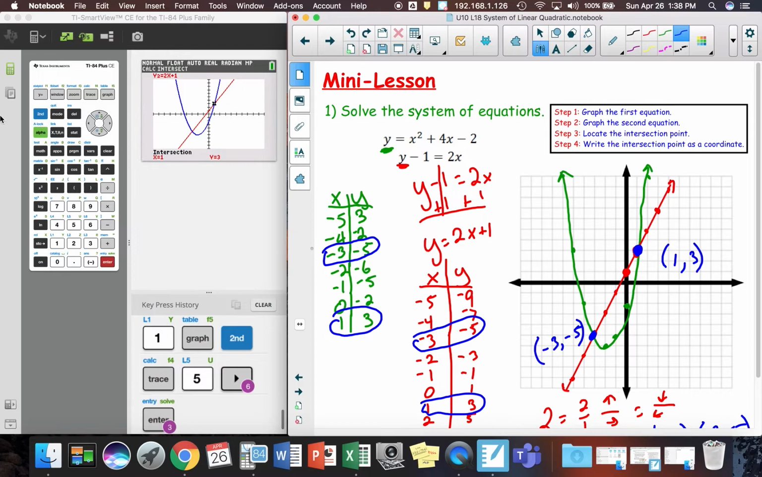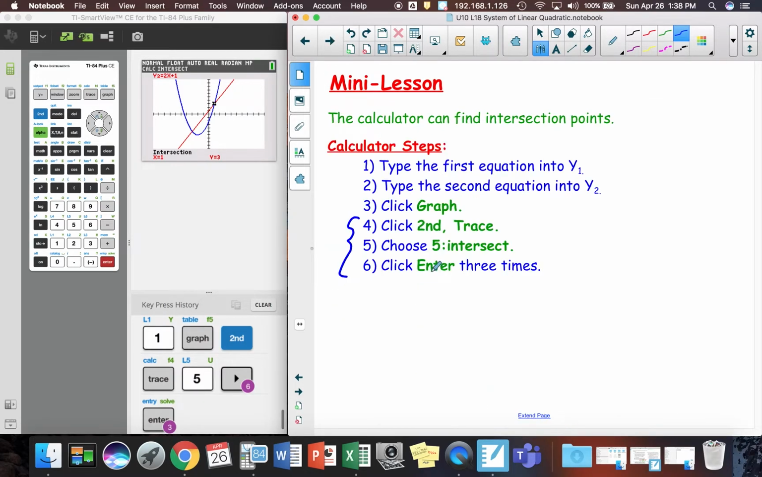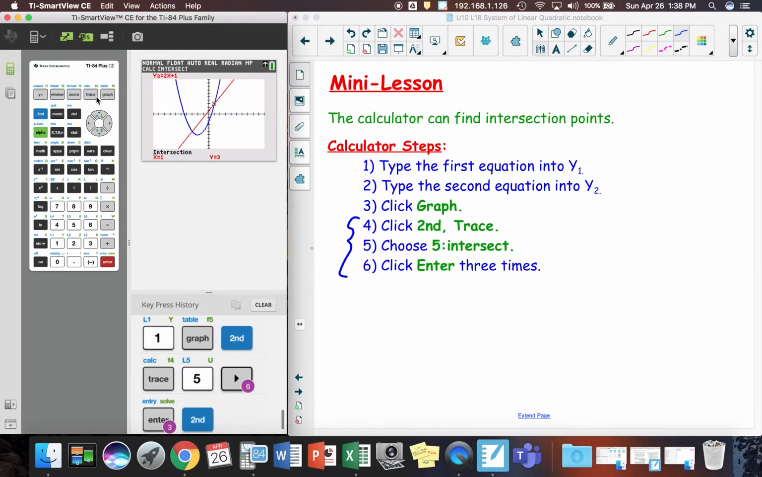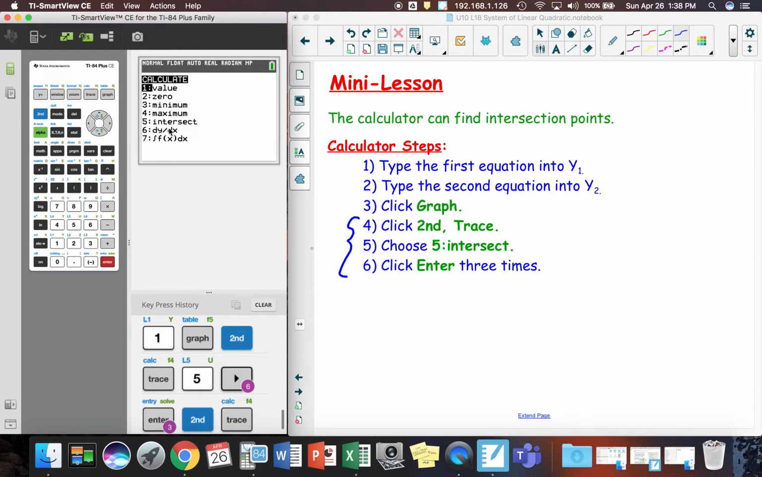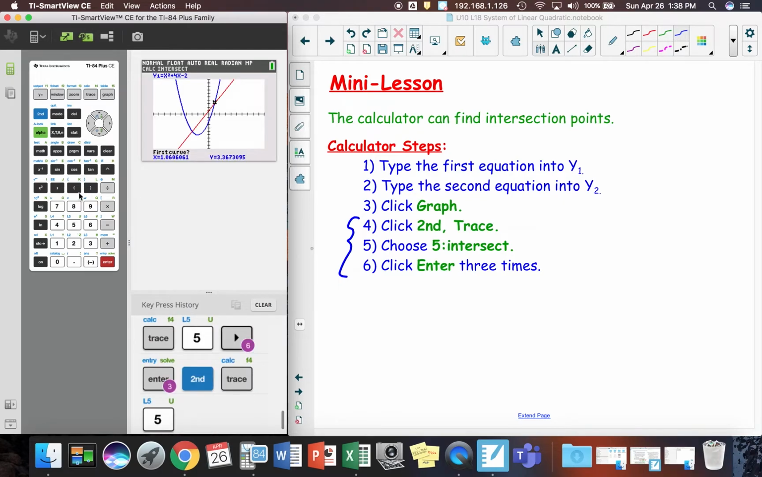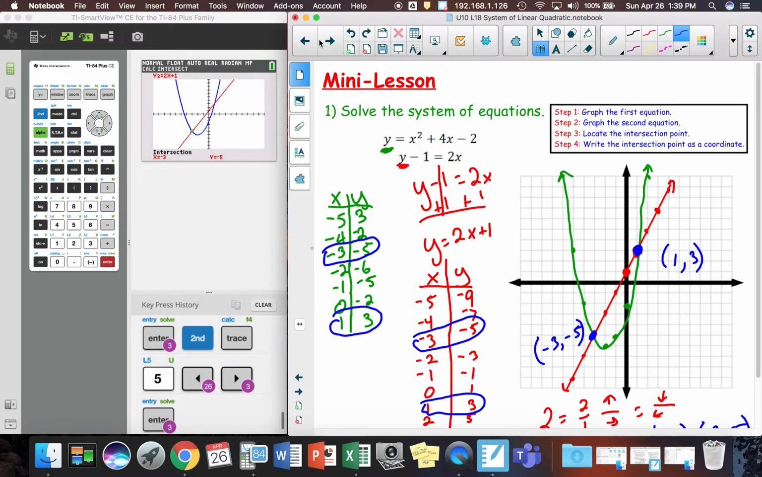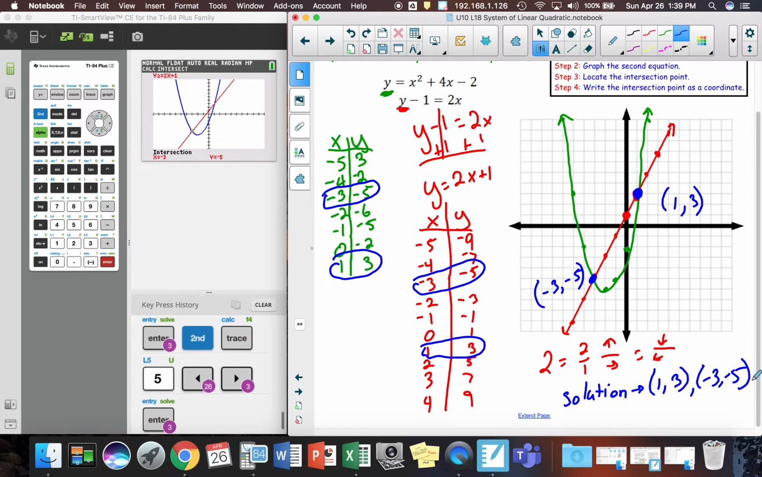To get the second point, I'm going to do the same thing. So steps 4 through 6, I'm going to do again. So I press second, trace. I want to calculate the intersection, so I press 5. And now I want to go down to the other intersection point. I scroll my cursor all the way over to this side. It doesn't have to be exact. It could be a little bit off like here. As long as you're closer to that intersection point, you press enter 3 times. And there's our second intersection. -3, -5. So for here, -3, -5.